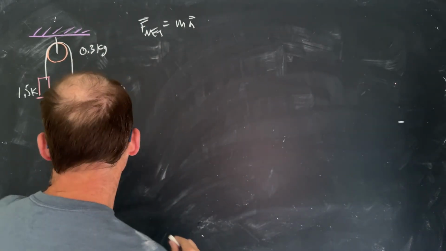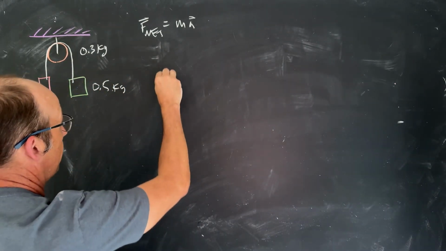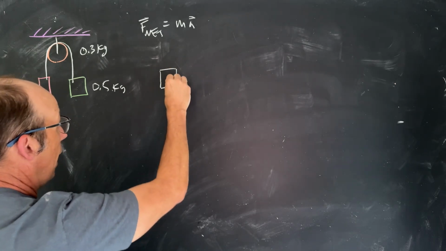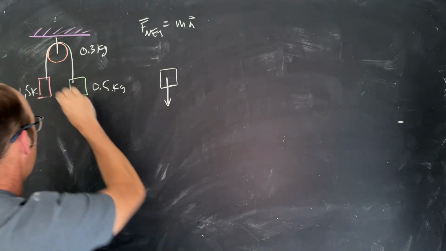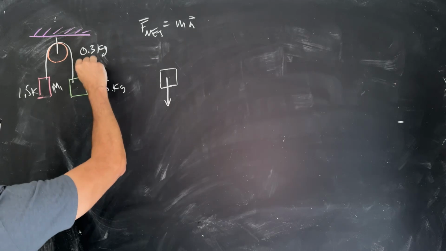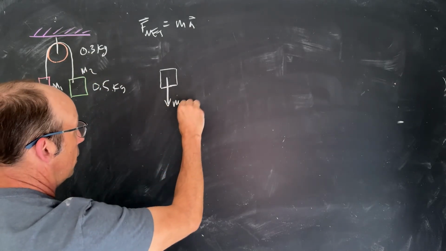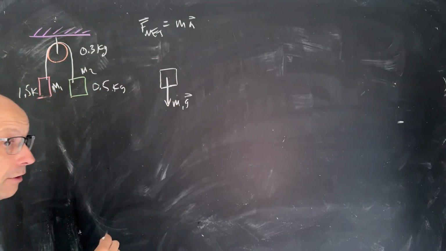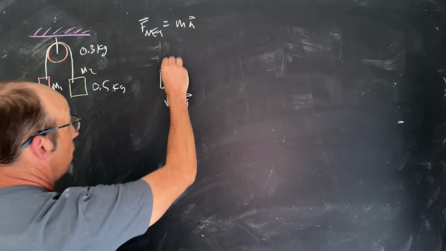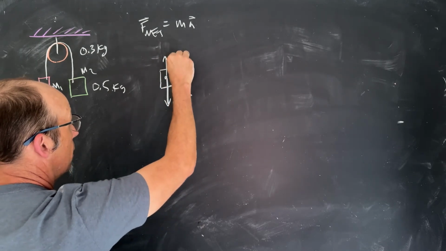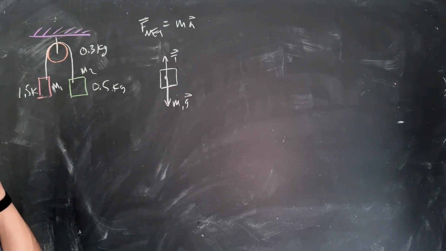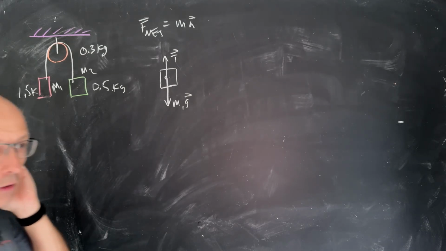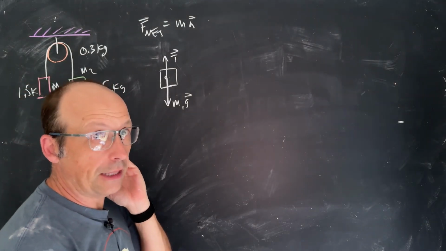Okay. So let's draw a force diagram for this mass right here. So here's my block. I know I have a downward gravitational force. Let's call this M1 for now. And let's call this M2. M1G. I also know that there is a tension pulling up on it. Now, do you know right there which one of those is going to be greater? You should be able to think about it, right?